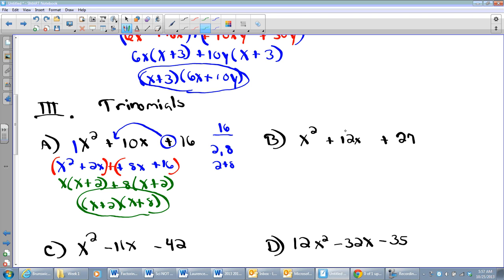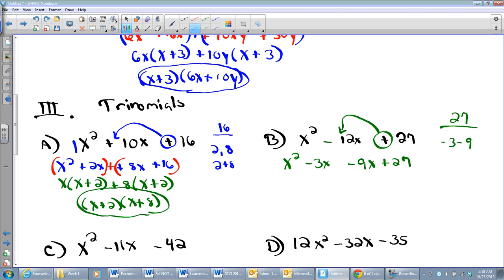All right. Oh, I wanted to change this one, silly me, to a negative. Okay. Again, I need 1 times 27, so I have 27. Two factors of 27 that add to get negative 12. How about a negative 3 and a negative 9? X squared minus 3x minus 9x plus 27.